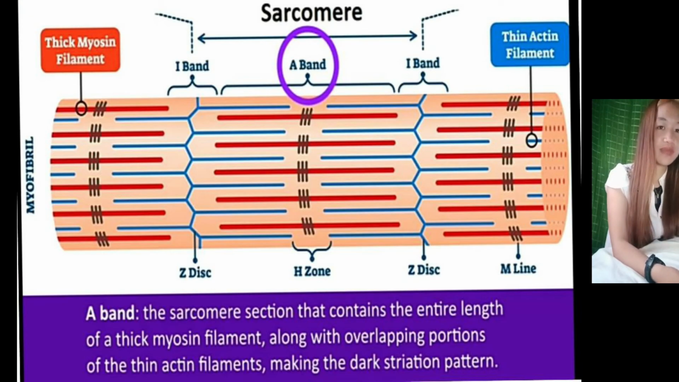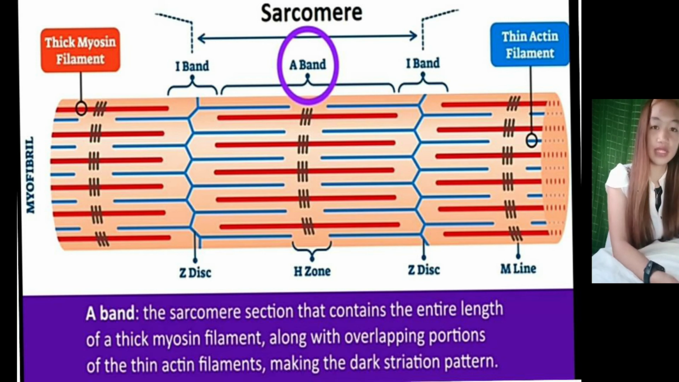Third one will be the A band. The sarcomere section that contains the entire length of a thick myosin filament, along with overlapping portions of the thin actin filament, making the dark striation pattern. So the A band is the dark, middle part of the sarcomere. Remember, the A band is the dark part of the sarcomere.